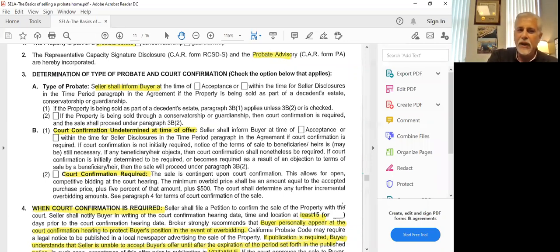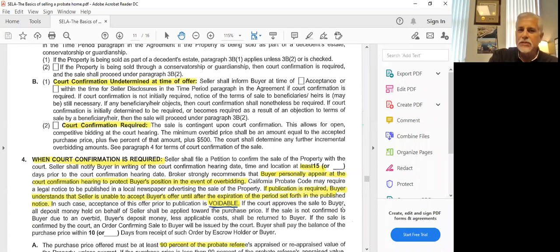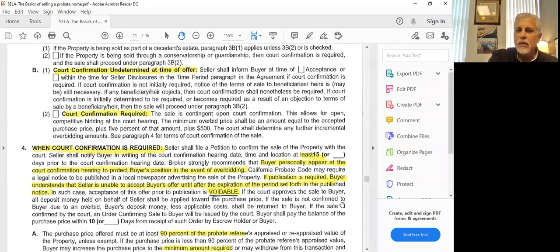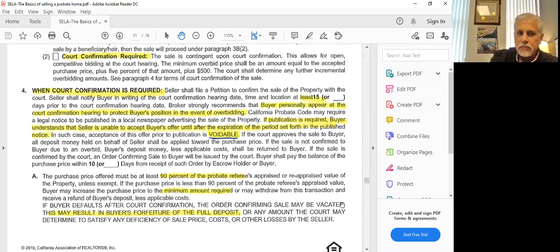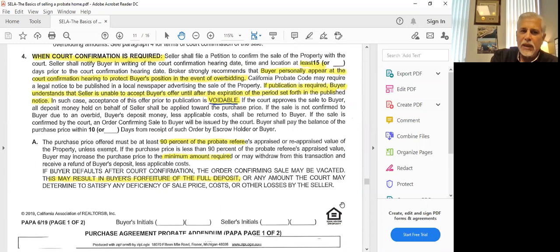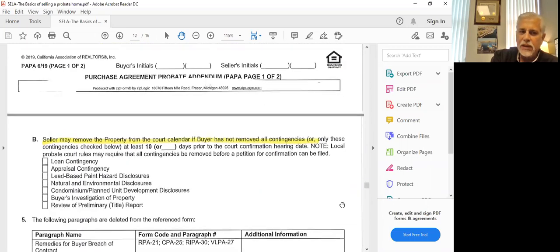They're telling that buyer, like 2B or 3B, court confirmation, undetermined at time of offer. If you get it, you must notify, set up a court date. If there's court confirmation, it's going to take a long time, and there's going to be an overbid, and you may not get that property. So this explains, once again, the court confirmation is required. It lets your buyer know what he's getting into.